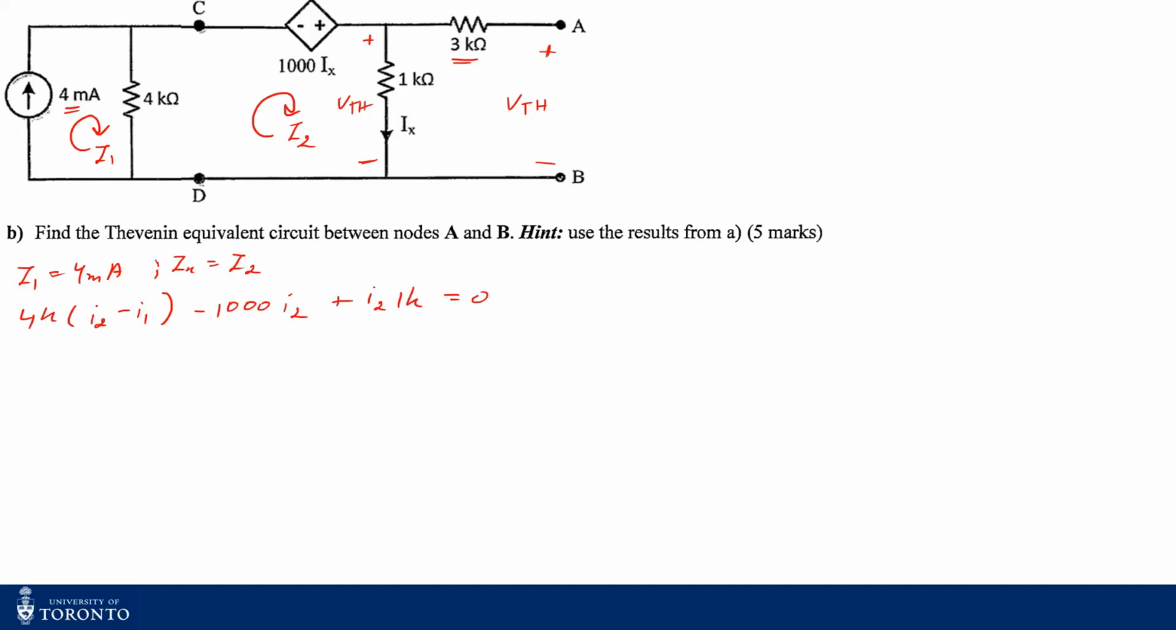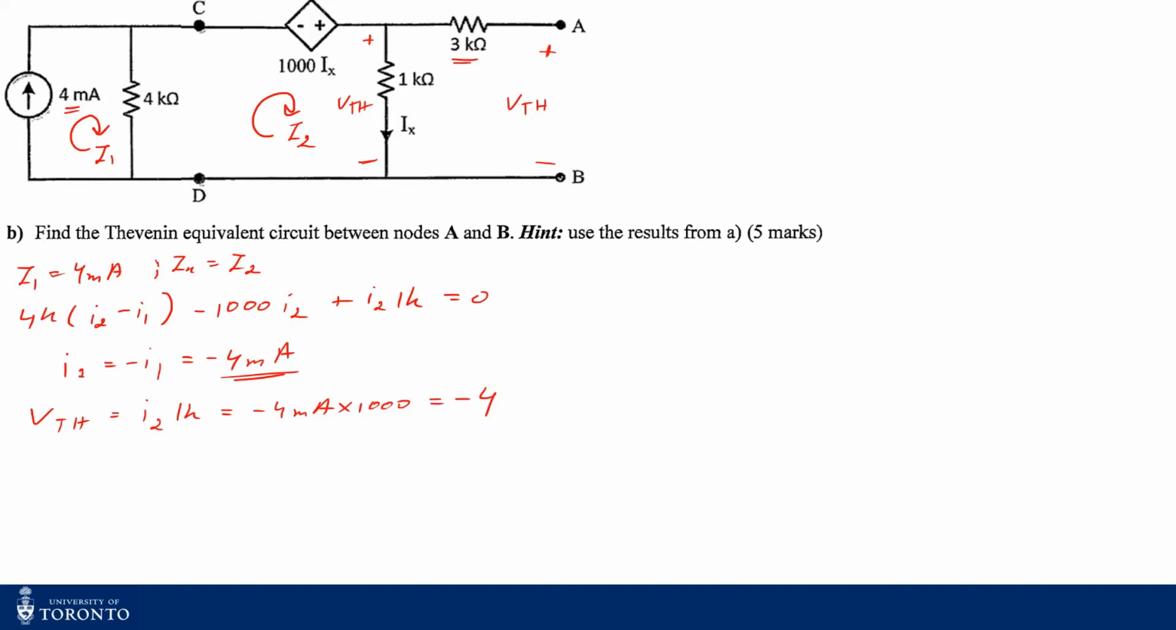Once I solve this equation, I get I2 equal to minus I1. Since I know my I1, I know my I2 is going to be minus 4 milliamperes. Right. So now what's going to be my VThevenin? My VThevenin is just I2 times 1K, right? So that's minus 4 milliamps times 1000, which is minus 4 volts.